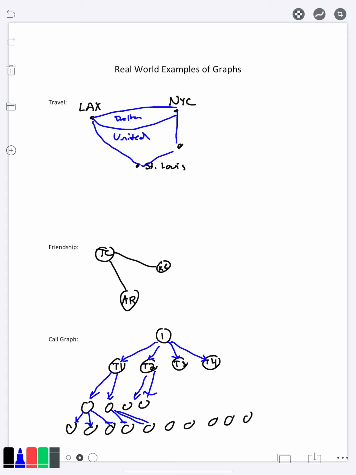There are tons and tons more out there. Feel free to Google examples of graphs, and you can see more of them. But we're going to next move on to looking at properties of these graphs and seeing what problems we can solve with them.